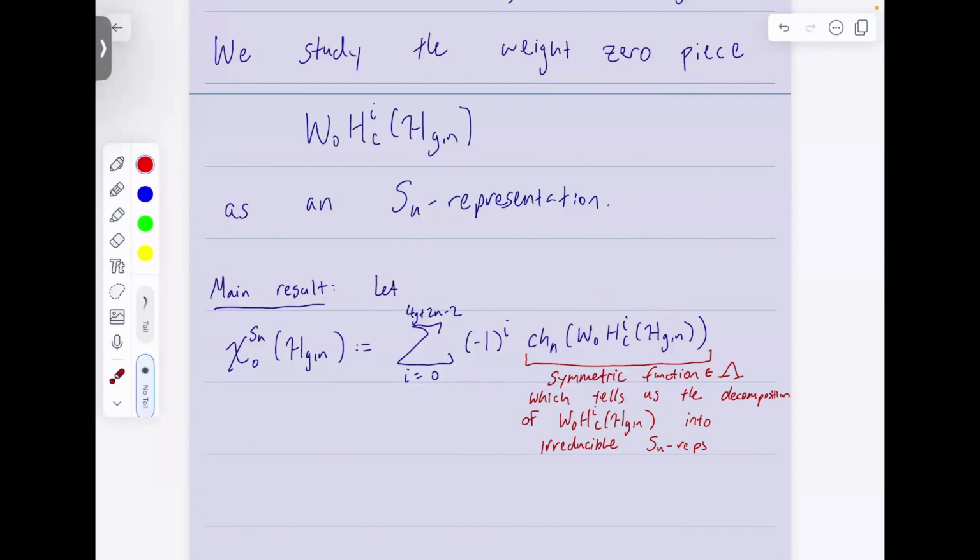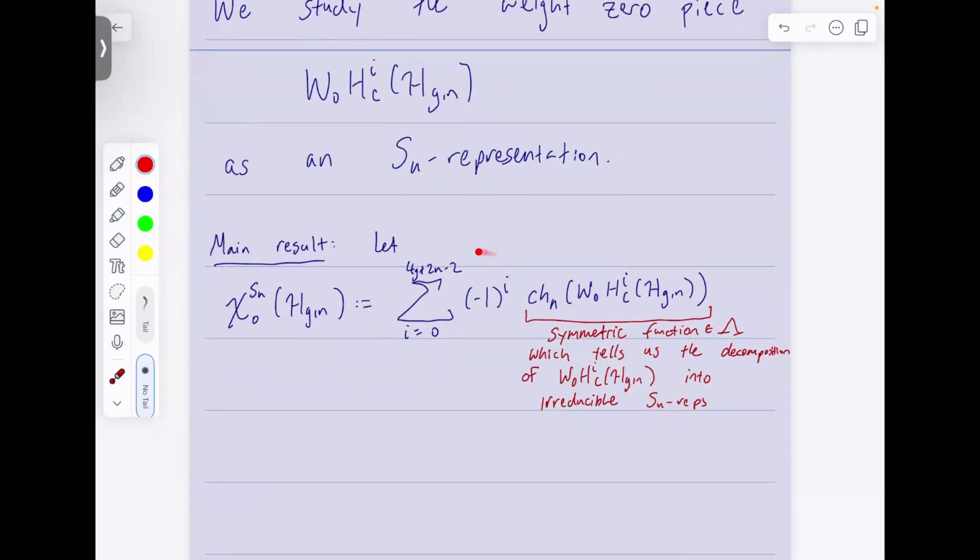So this is an upgrade of an Euler characteristic, because instead of taking the alternating sums of the dimensions of these vector spaces, we're taking the alternating sum of these vector spaces as Sn representations. In particular, this will recover the numerical weight zero compactly supported Euler characteristic. I would refer to this whole quantity as the Sn-equivariant weight zero compactly supported Euler characteristic of HGN.